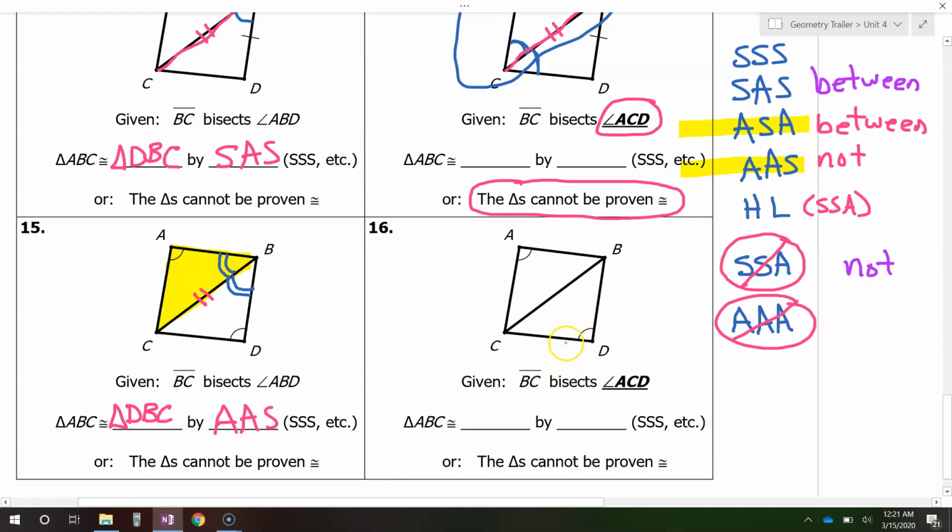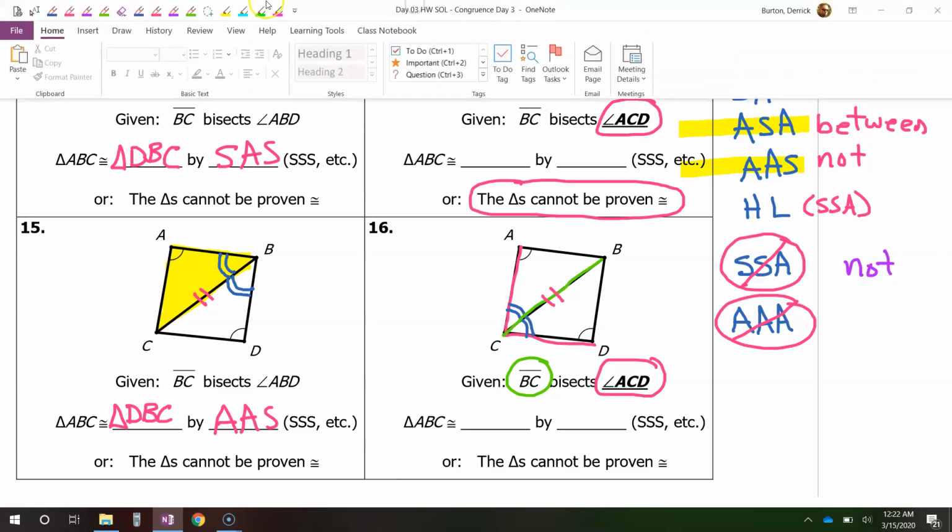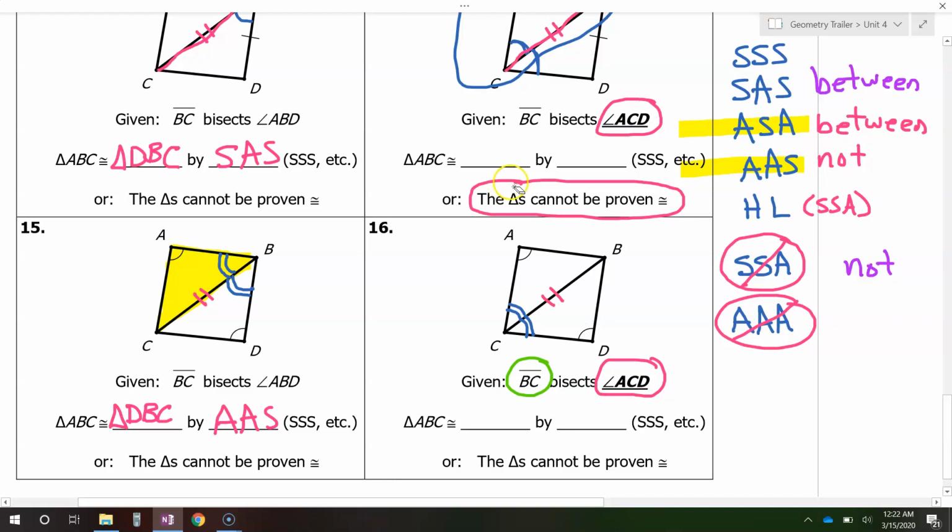All right, last one, people. This is a long video. But we have a shared side right here. Let's go ahead and mark that. Now we have the bisector. BC bisects angle ACD. Start with the second part, angle ACD. Trace it. Here is angle ACD. Now, let's trace the bisector. Segment BC bisects. So here is segment BC, and bisect means cut in half. So that means the two equal halves are here and here. All right, now we have everything marked that we need. So I'm going to erase these extra colors.